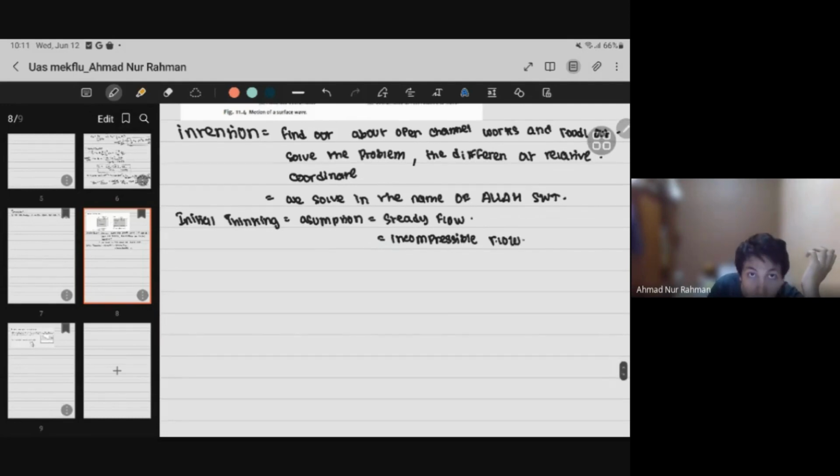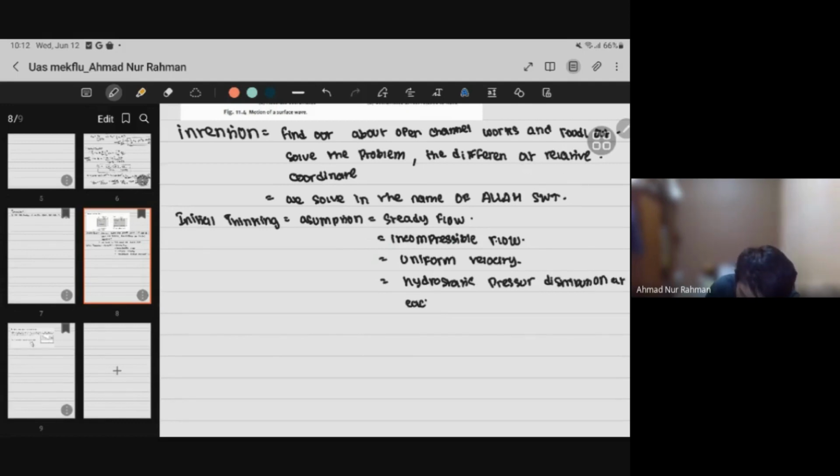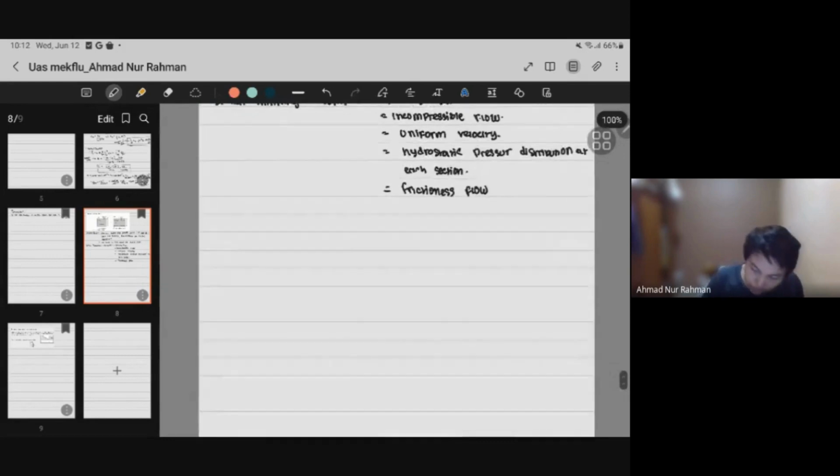Incompressible flow, uniform velocity, hydrostatic pressure distribution at each section, and frictionless flow. Okay, so we begin the idealization.